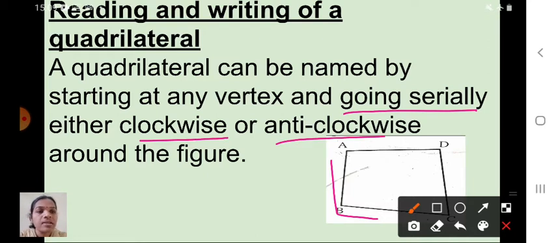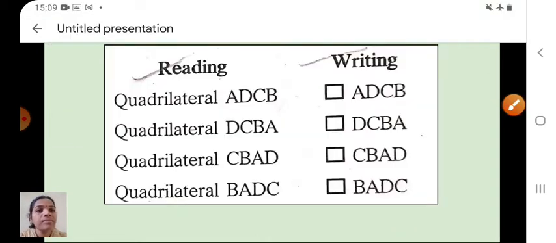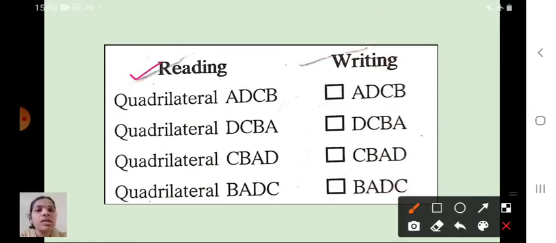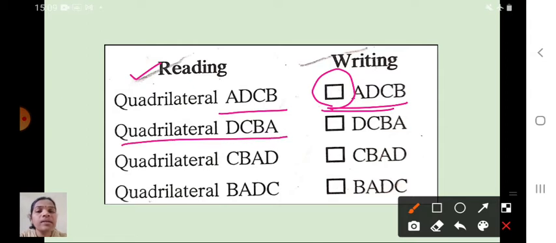Okay children, see here, next one is reading and writing of the quadrilateral. Here I have given quadrilateral ADCB. That means how we have to write. This is the symbol of the quadrilateral. Okay, and reading, how we have to write? Quadrilateral DCBA. And here this one, how we have to read, children?